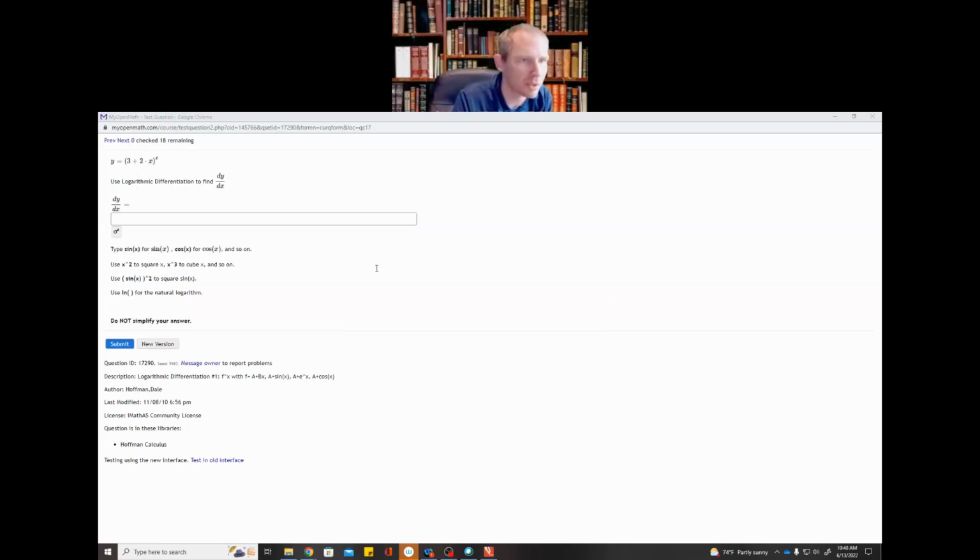Here, y is 3 plus 2x to the power of x. We want to find the derivative. And they tell us that we need to use logarithmic differentiation, but that is the only way to go about this, because what I have in my function here is a variable base and a variable exponent. So it's not a power function and it's not an exponential, so we cannot differentiate this as it is. So I'm going to go ahead and write this out.